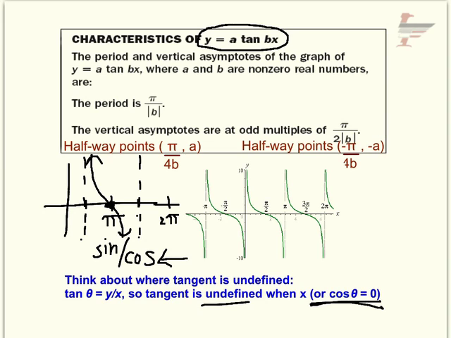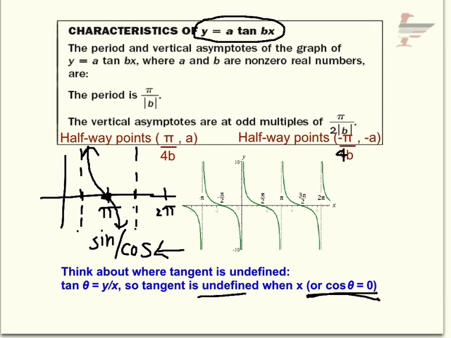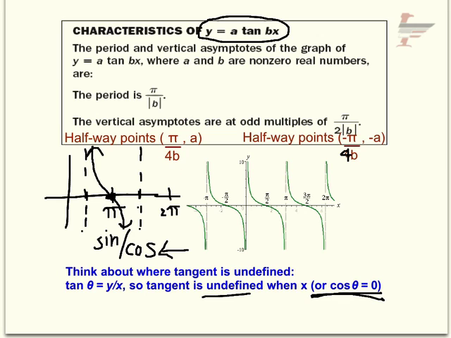But the halfway points are at pi divided by 4b, and negative pi divided by 4b, that's a 4. And then the y coordinates are a for the positive, and then negative a for the negative. So if you look down here, between pi halves and 3/2 pi, of course they're both undefined. And a is your amplitude, by the way.